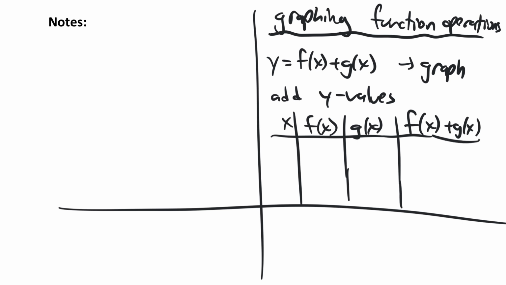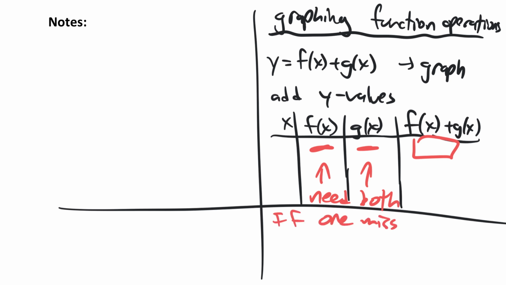But, and this is crucial to note, both of these have to exist to give you this one. You need both. If one is missing, you can't add. You can't add something that isn't there. And so you have to have both f and g, you have to have the overlap if you want to graph their addition or their subtraction or multiplication or division.